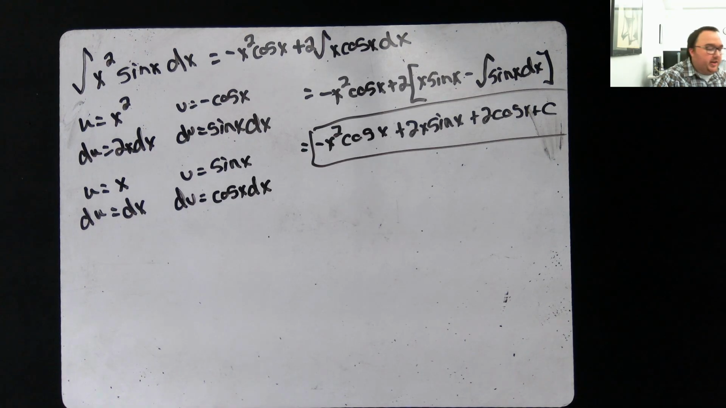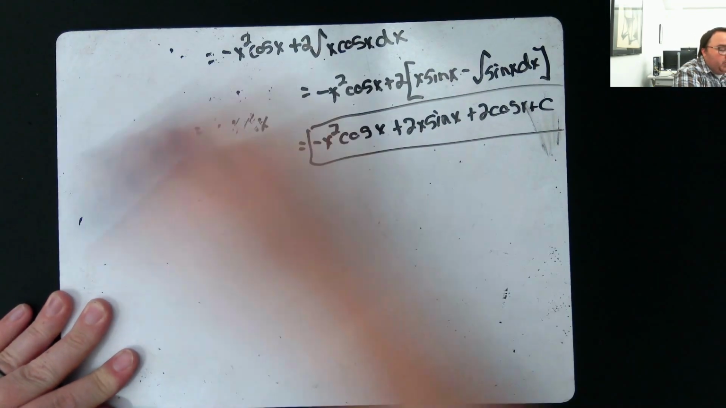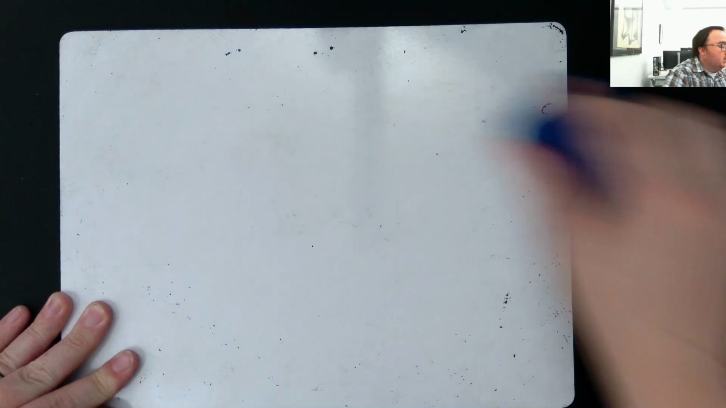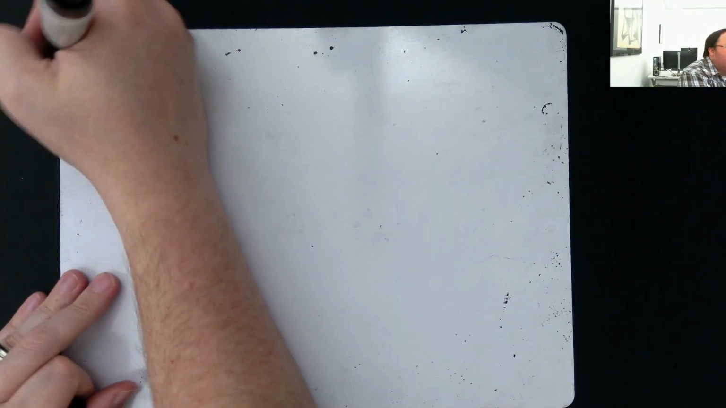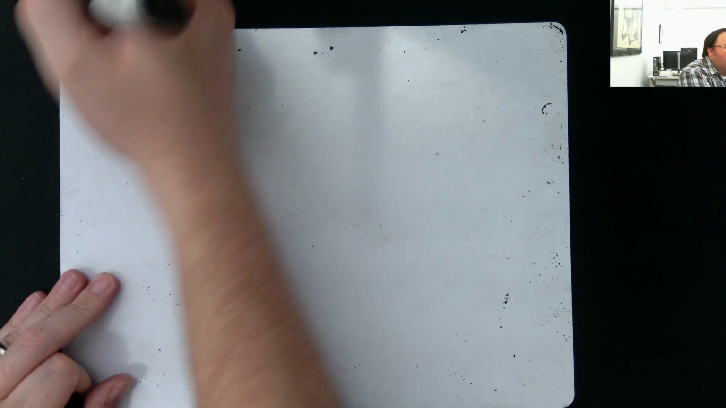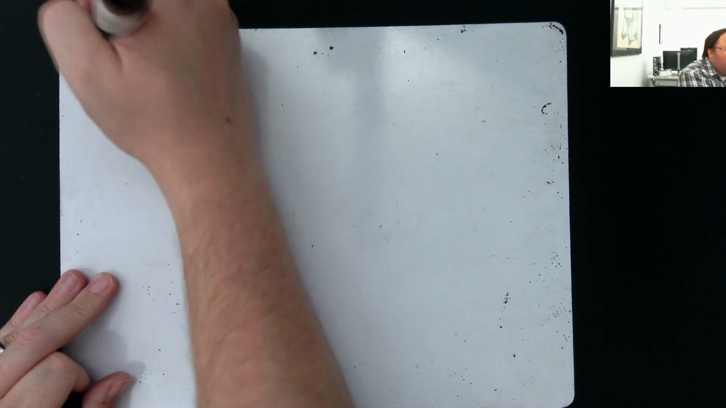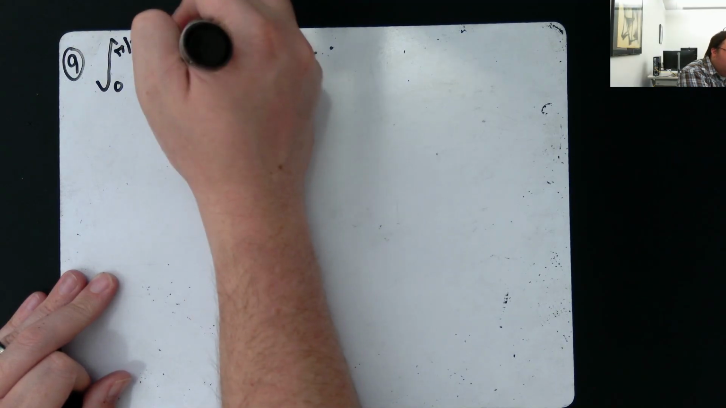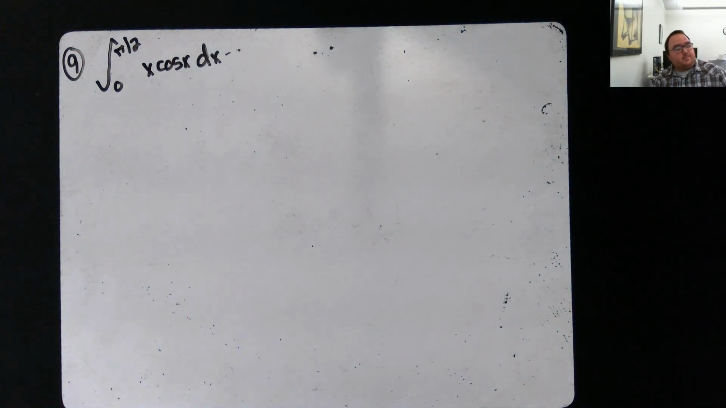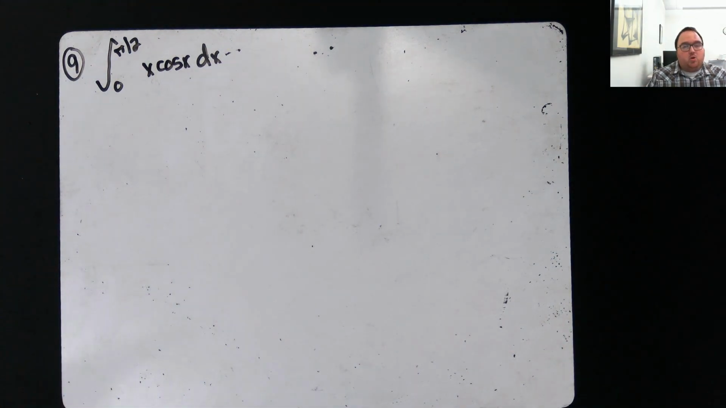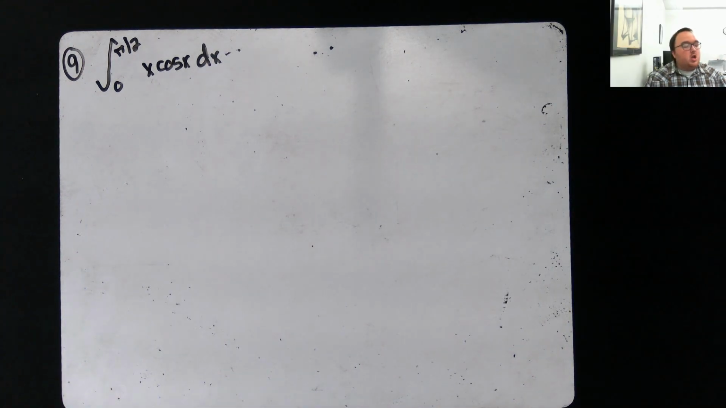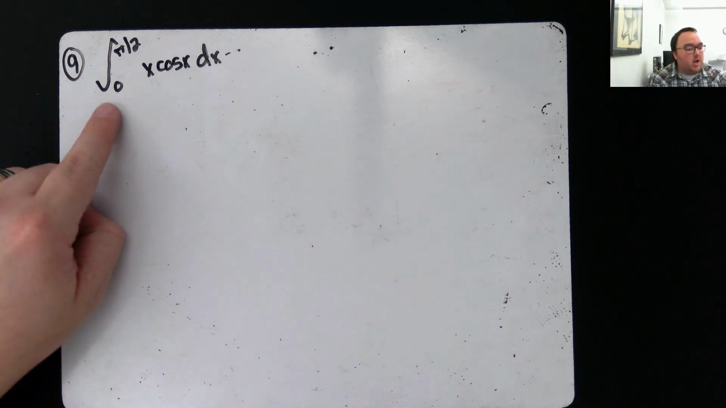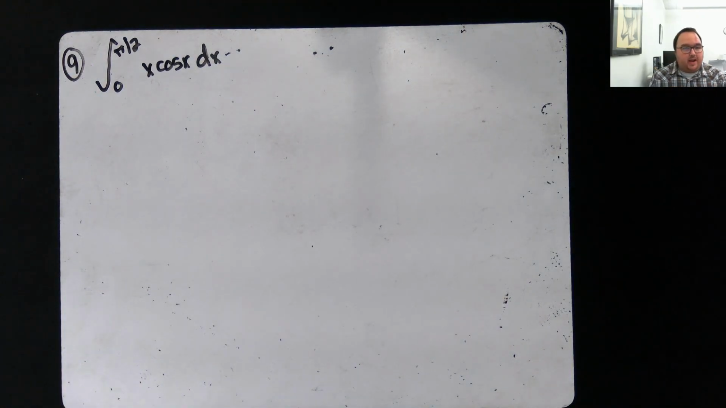Let's put some bounds on here and make these definite integrals. Example number 9. We're going to do the integral from 0 to pi over 2 of x cosine x dx. Now, since I have a product here, obviously I'm going to have to do the whole u dv thing. So it helps to ignore the bounds until the very end. For now, just ignore them, pretend like they're not even there.